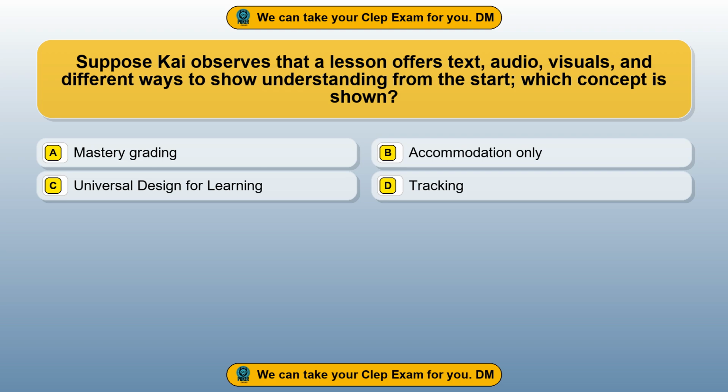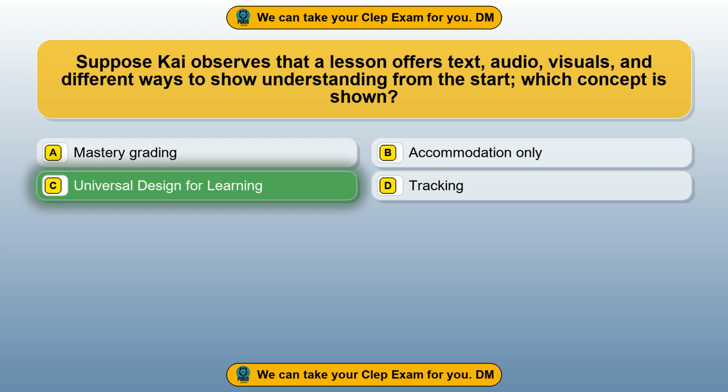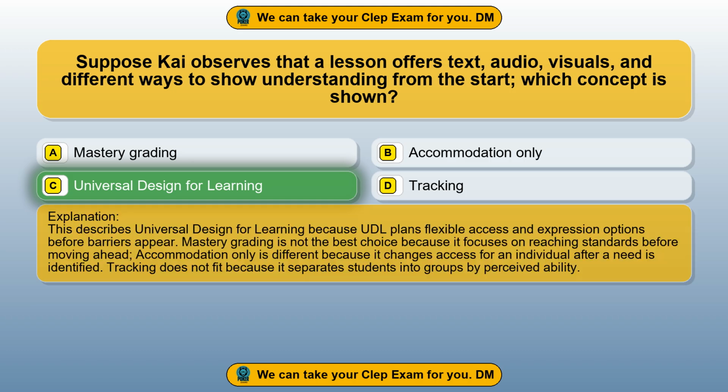Question 51. Suppose Kai observes that a lesson offers text, audio, visuals, and different ways to show understanding from the start. Which concept is shown? Option A, mastery grading. Option B, accommodation only. Option C, universal design for learning. Option D, tracking. The correct answer is option C. Universal design for learning. This describes universal design for learning because UDL plans flexible access and expression options before barriers appear.